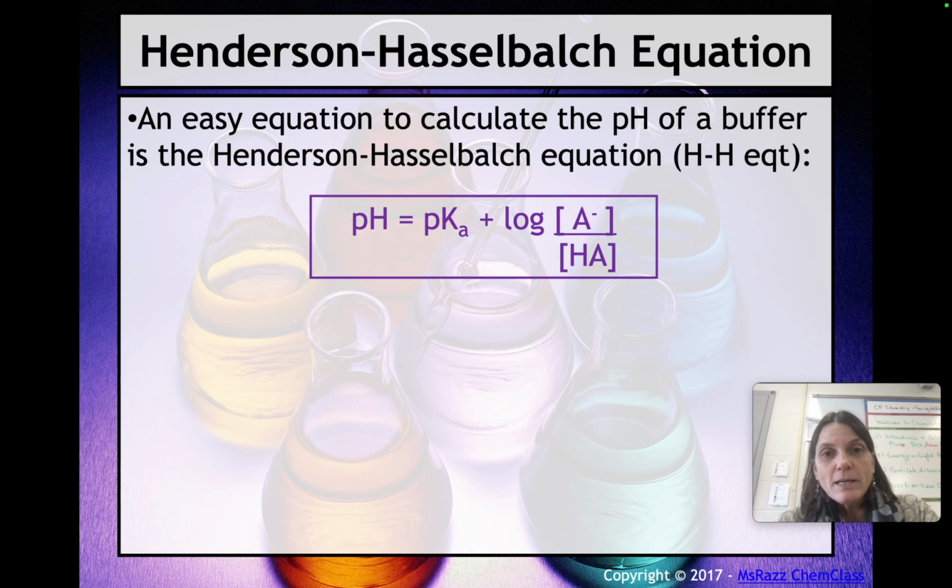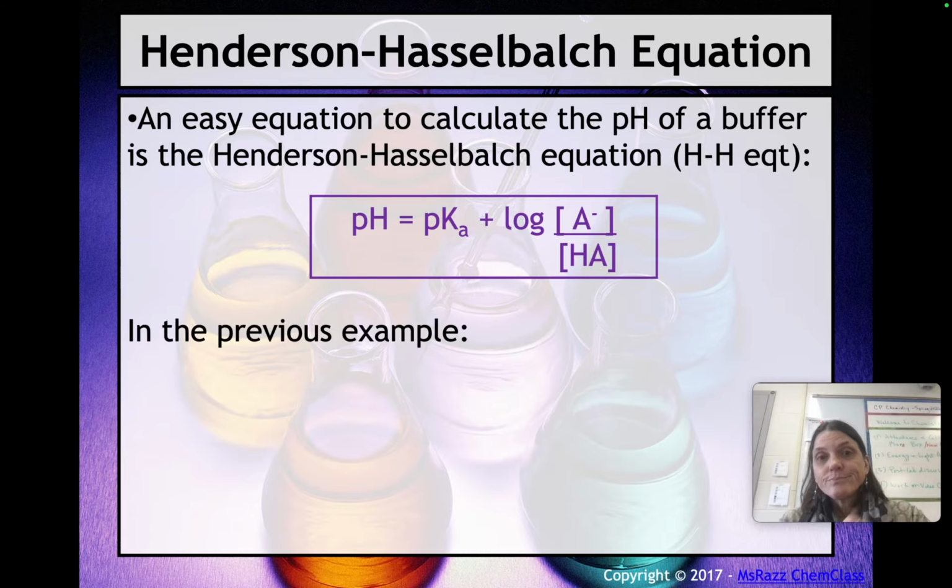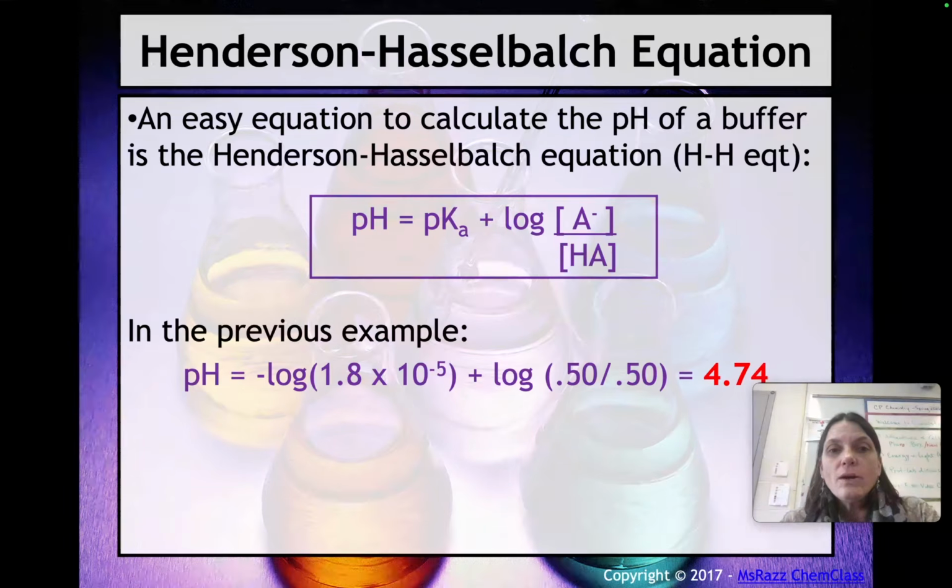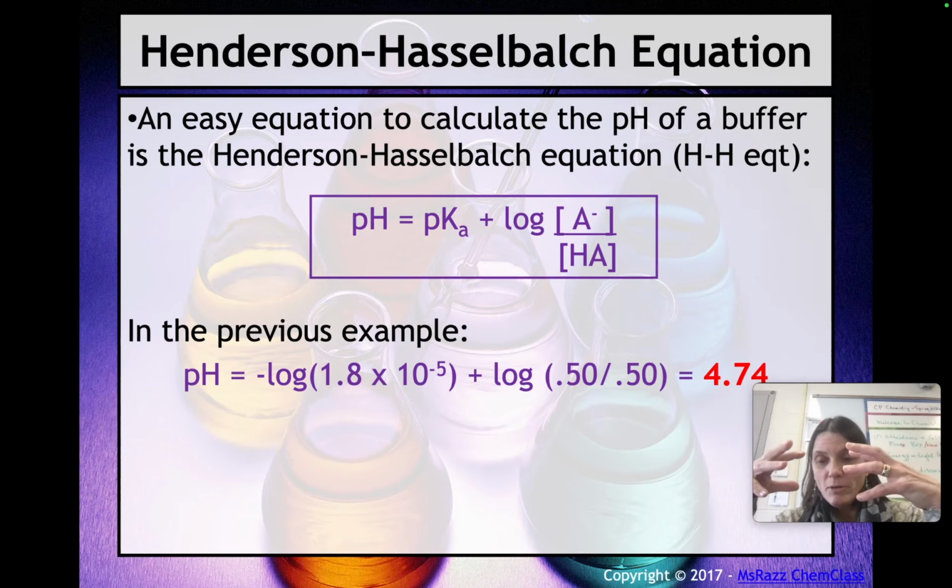So pH equals pKa plus the log of A minus, which is the conjugate base, over HA. So the concentration of A over the concentration of HA. All right, so if we plug in what we know, we take the pKa of negative log of 1.8 times 10 to the negative 5. The log of 0.5 over 0.5 is 0 because the log of 1 is 0. There we go. pH equals pKa if those two concentrations are equal. Henderson-Hasselbalch equation is on the equation sheet.